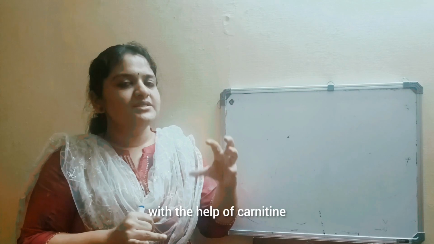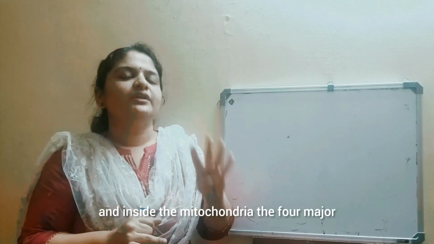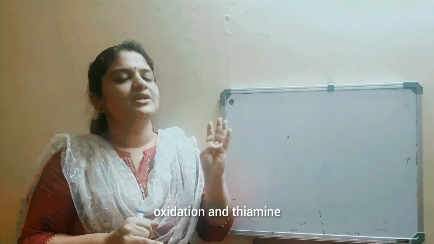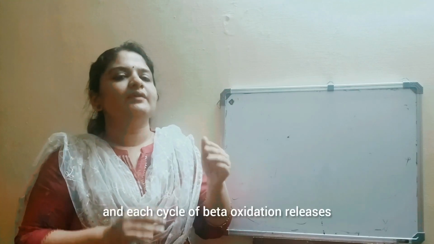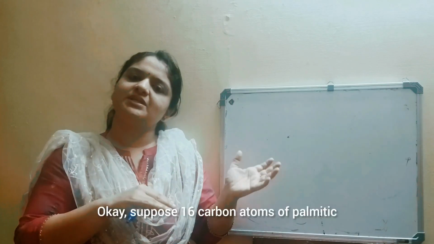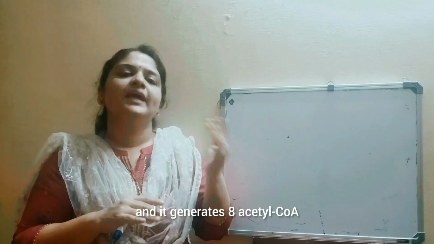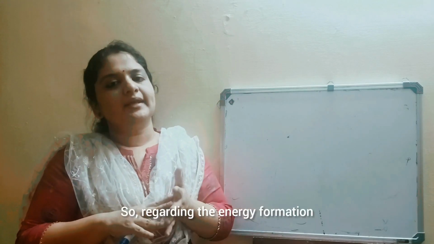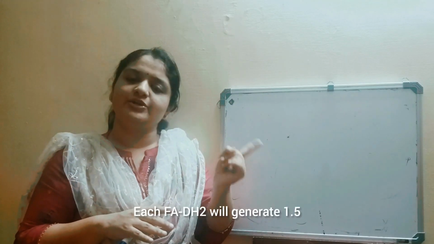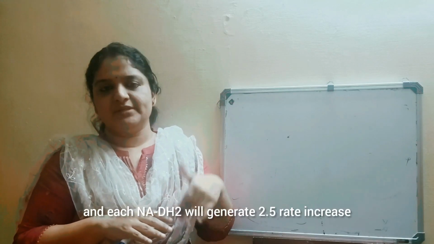With the help of carnitine, the long chain fatty acids enter the mitochondria, and inside the mitochondria the four major steps of beta oxidation occur: oxidation, hydration, oxidation and thiolysis. Each cycle of beta oxidation releases a 2-carbon acetyl-CoA. Suppose 16-carbon palmitic acid will require 7 cycles of beta oxidation and it generates 8 acetyl-CoA. Regarding energy formation, each acetyl-CoA will form 10 ATP, each FADH2 will generate 1.5 and each NADH will generate 2.5 ATPs.